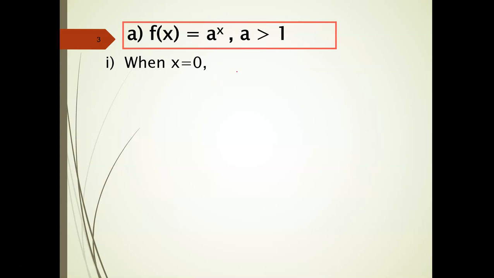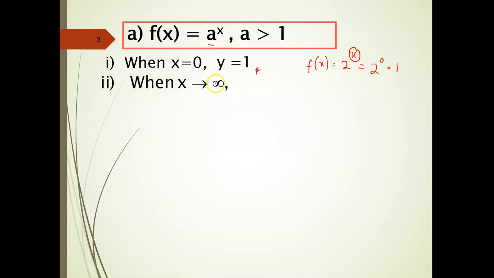When a is greater than 1, which is positive, when x equals 0, then y will be 1. Why is it 1? If you substitute any value, let's say a equals 2, I will have f(x) equals 2 power of x. In this case, we substitute x equals 0, so it will be 2 power 0, and 2 power 0 is 1. That's why you have 1 here.